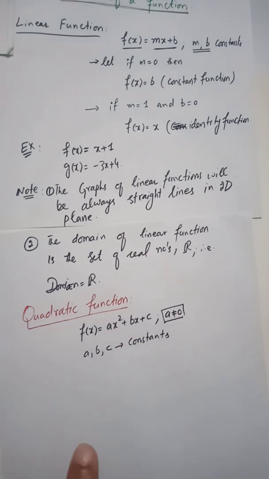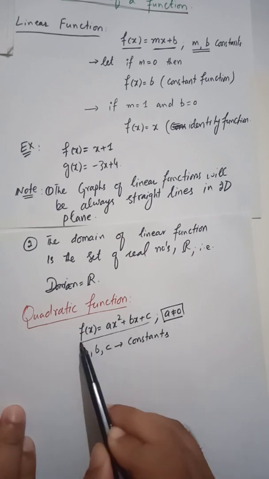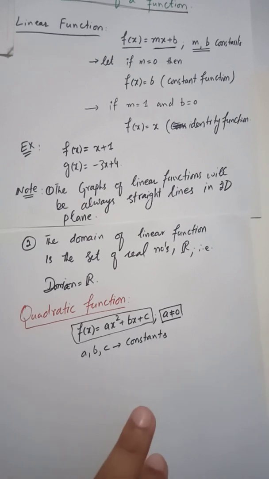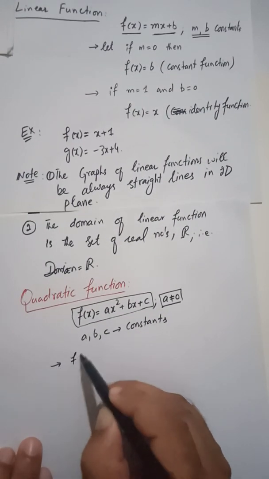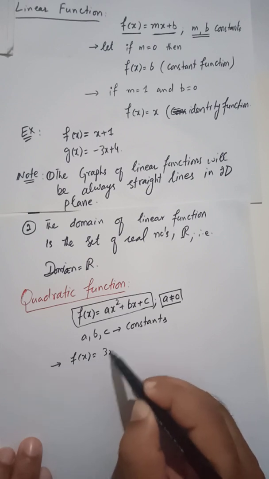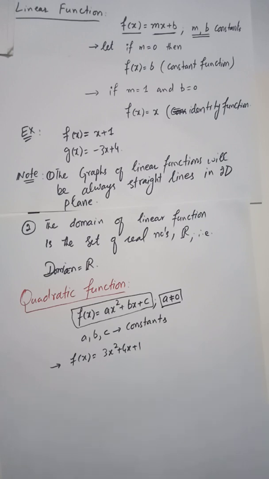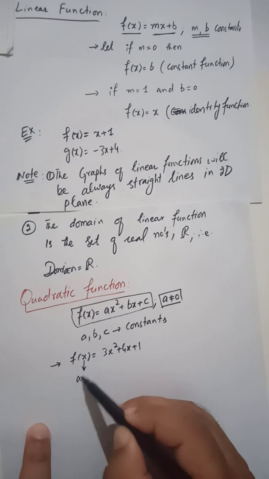So for the quadratic function, the form will always be this standard or general form of a quadratic function. Now if a is not equal to 0, then this standard form or general form is said to be a quadratic function. Now I'm considering an example. Let's say f of x is 3x square plus 4x plus 1. So this is the example. Now in this case, you see that x is your independent variable, this is your argument.